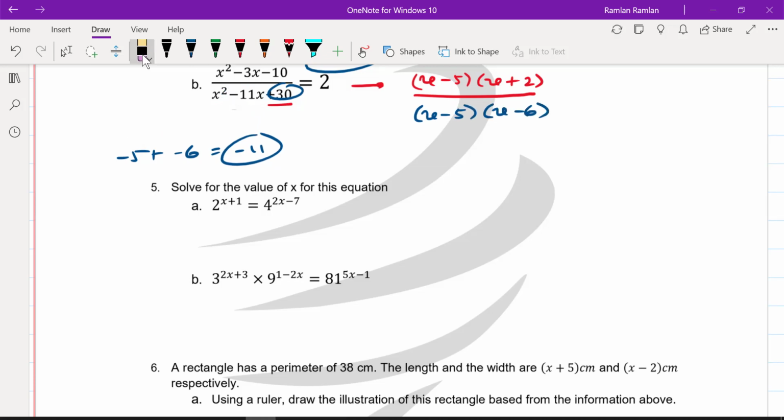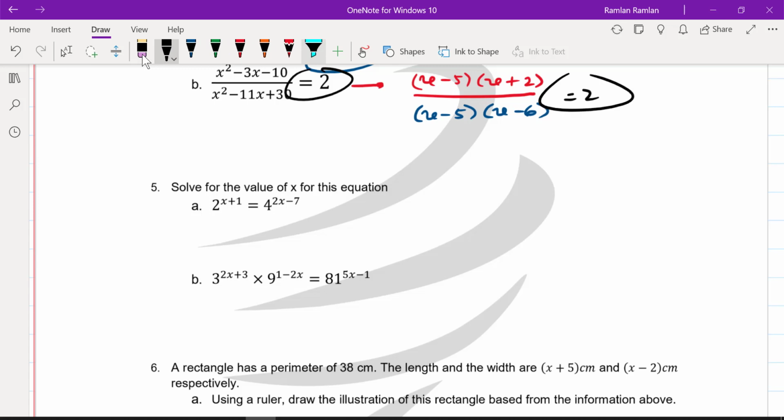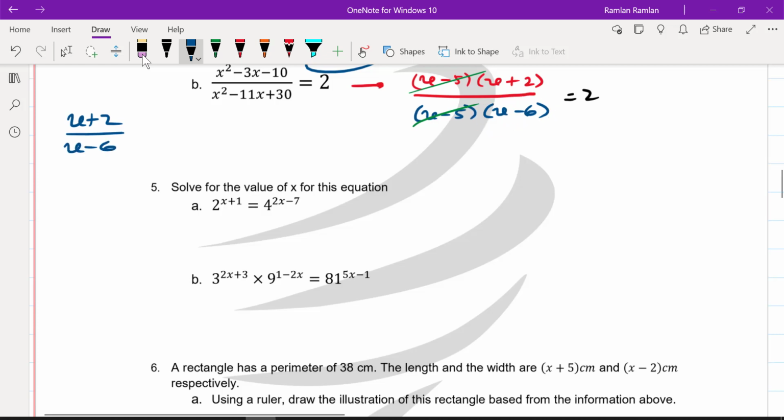Okay, so I'm going to erase this. That will be equal to 2 over here. Okay, now the same thing like before. If you see we have the same exact factors, then we can cancel, right? So we can cancel this x minus 5, because they're the same thing, and rewrite everything without the one that we cancelled. That will be x plus 2 over x minus 6 equals 2.